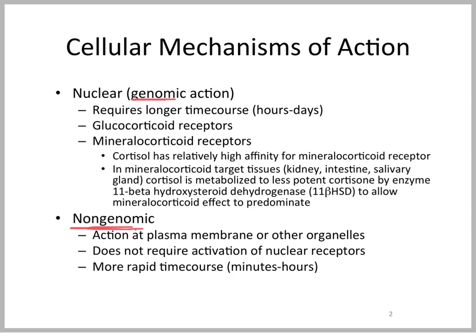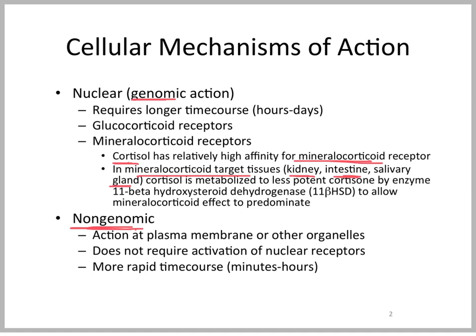Sort of jumping ahead, we know that some of the glucocorticoids have high affinity, like cortisol has a high affinity for the mineralocorticoid receptor. So you might say, how on earth can that be if you want a specific action? What the body has figured out is that in tissues that are targets of mineralocorticoids, and these include the kidney, the intestine, and the salivary gland, cortisol is metabolized to a less potent, it's not impotent, but a less potent cortisone by an enzyme called 11-beta-hydroxysteroid dehydrogenase. This allows the mineralocorticoid effect, and generally they're circulating in lower concentrations than glucocorticoids, to predominate.